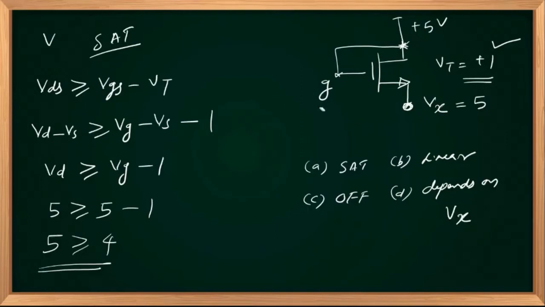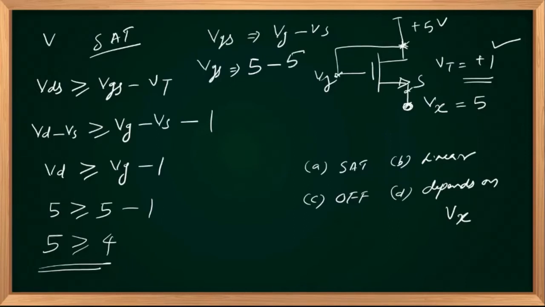If Vx equal to 5, your VGS is nothing but Vg minus Vs. So VGS equal to, Vg is connected to 5 volts, so 5 minus, what is Vs? Source is, this is source, voltage at source is nothing but Vx, that is 5. 5 minus 5 equal to 0. So my VGS is equal to 5 minus Vx in general, right?